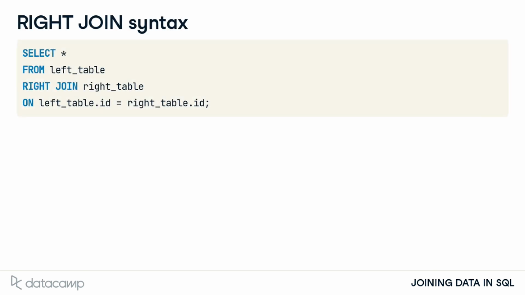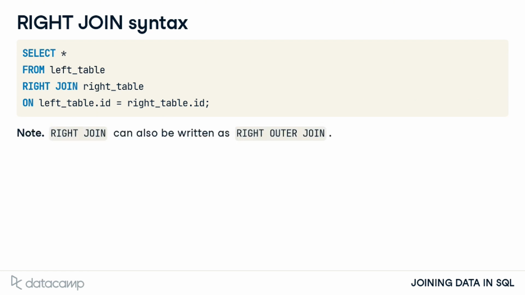Generic syntax for a right join is shown. Note that the order of left table and right table is the same as in left join. The only change is that we call right join instead of left join. Right join can also be written as right outer join in SQL.